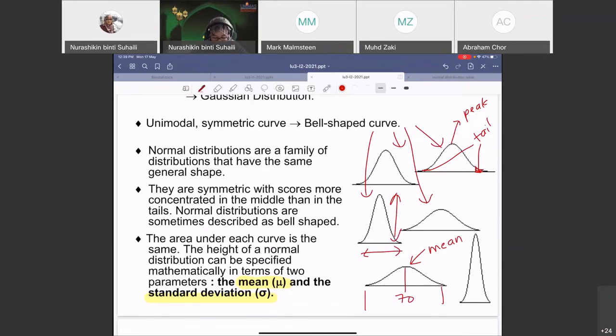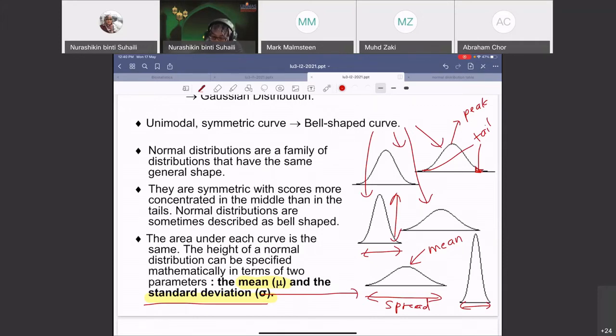The concept of the mean. And the standard deviation is the one that determines the spread. This is what we call how wide or how narrow the shape of the distribution is. This is what we call spread. So what determines whether it has a narrow spread or a wide spread is the standard deviation. It's the standard deviation that determines the spread, the width of the curve.